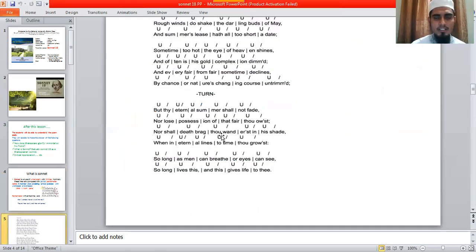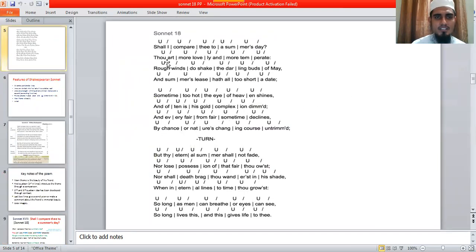Here is an example of iambic pentameter: Shall I compare thee to a summer's day, thou art more lovely and more temperate. So in this way, you can practice in your home. This is very important for you. All the lines here have 5 feet, and all the lines follow unstressed and stressed. So this is the example of a sonnet.